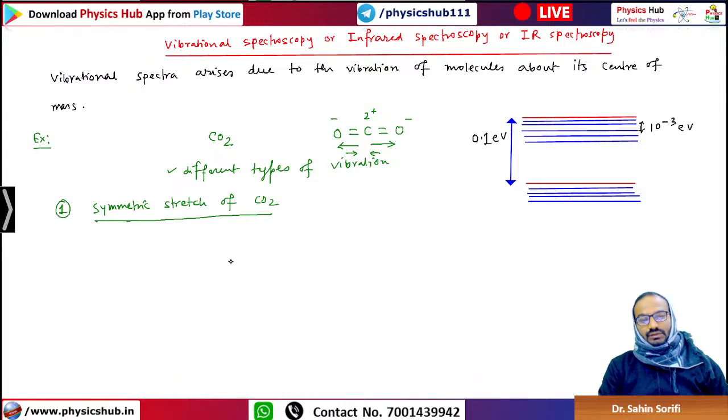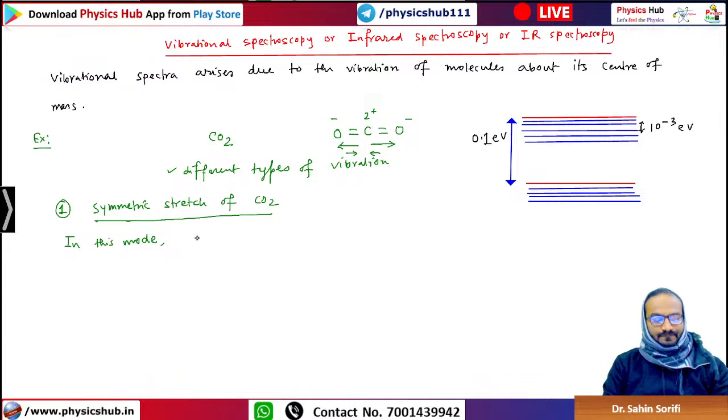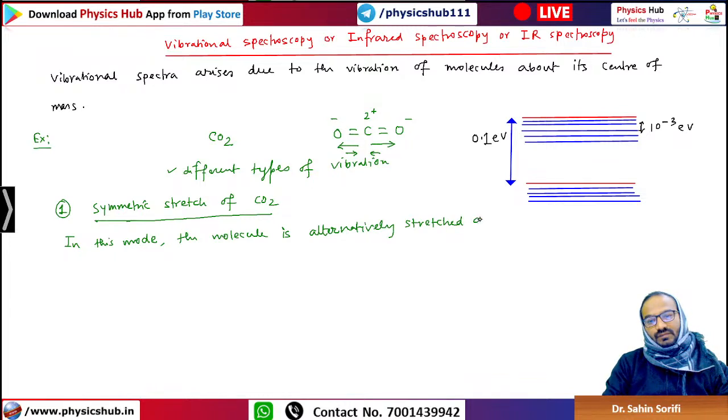A change in electric dipole moment should be there to have IR spectroscopy, or for the molecule to be vibrational active. So for the symmetric stretch of CO2, this stretching is done simultaneously and equally. So there is no change in dipole moment, and as a result, this mode is vibrational inactive. It means in this mode, CO2 will not be able to absorb electromagnetic radiation. I think this is clear. In this mode, the molecule is alternately stretched and compressed.